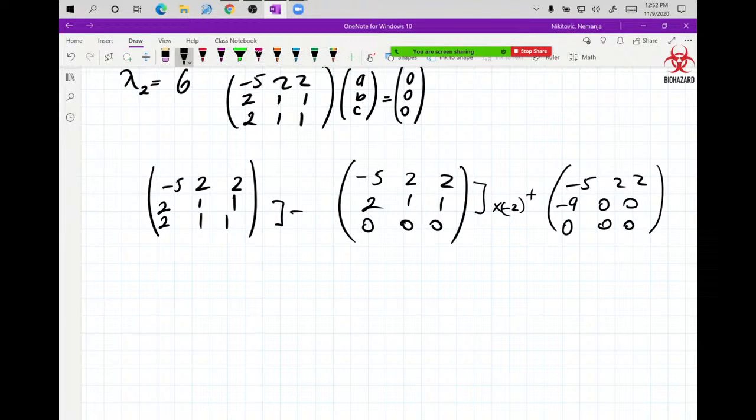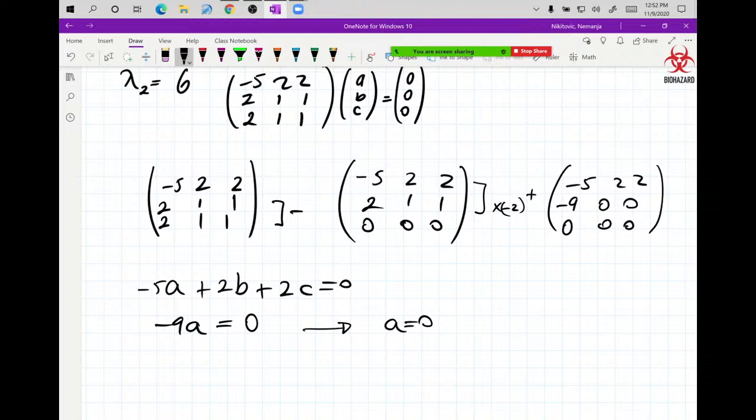So, I have equation -5a plus 2b plus 2c equals 0, and -9a equal to 0. So you can literally pick anything you want for a and b. Well, a has to be 0. So from here you get that a is equal to 0. And you can pick anything you want for b and then calculate c. So a is pinned to be 0.